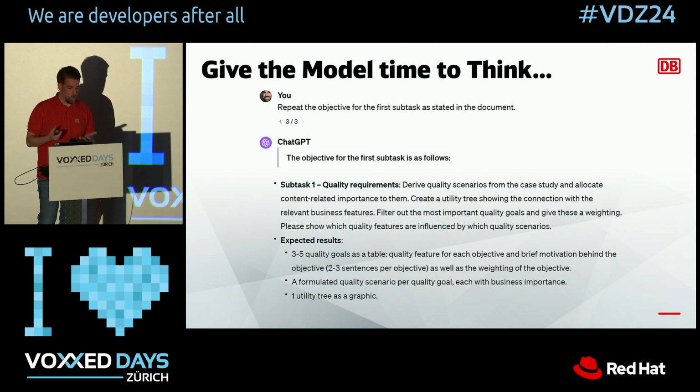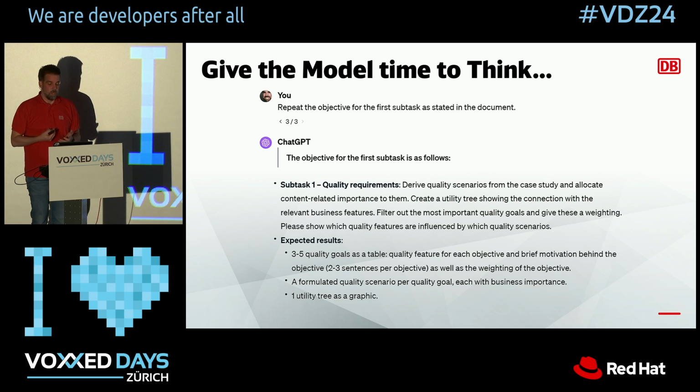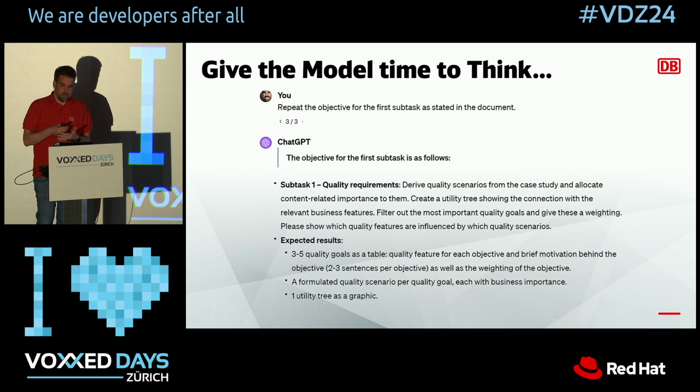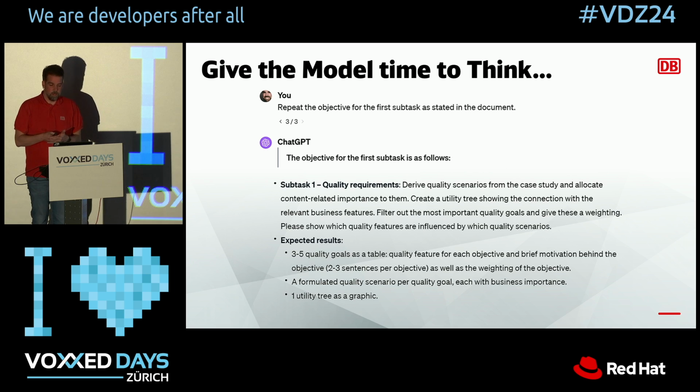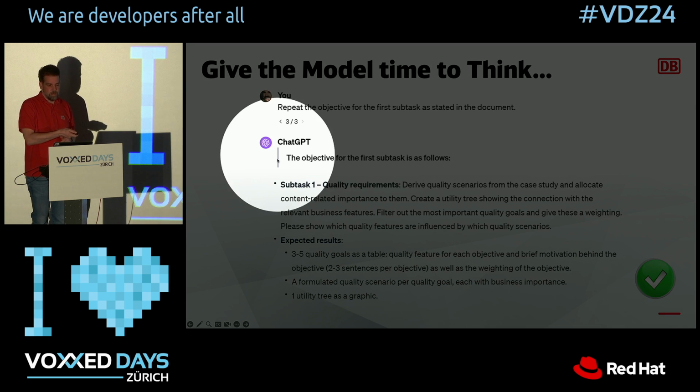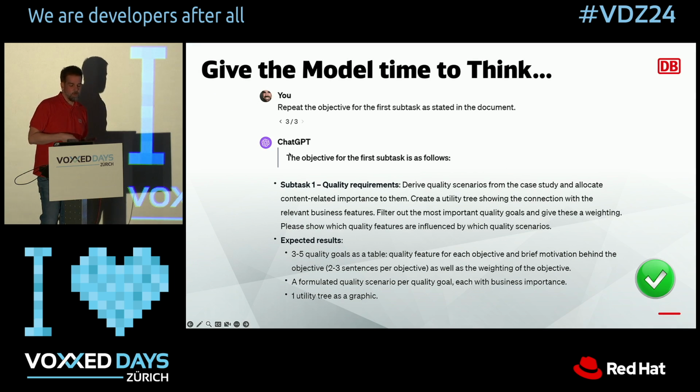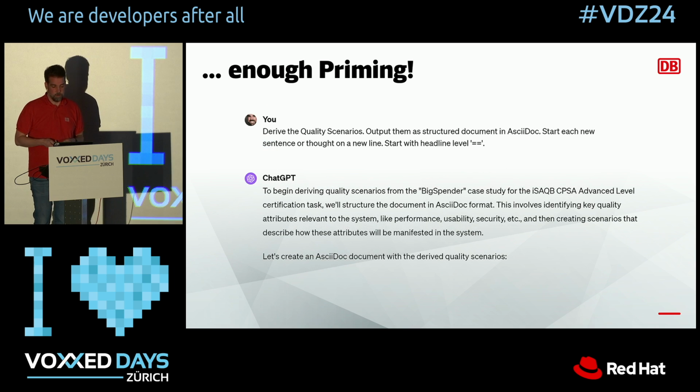First subtask, quality attributes. Again, I asked the system to repeat the task in order to create some context, so I'm sure that it really knows about the task and the task is freshly in the context. It worked. What's interesting here, it didn't look up the document again. It just knew it.